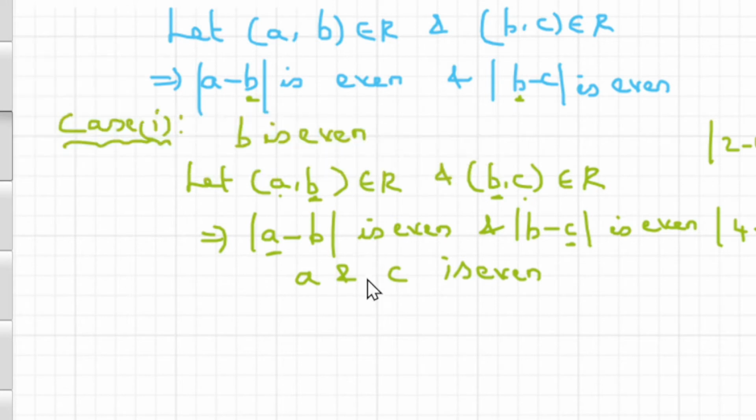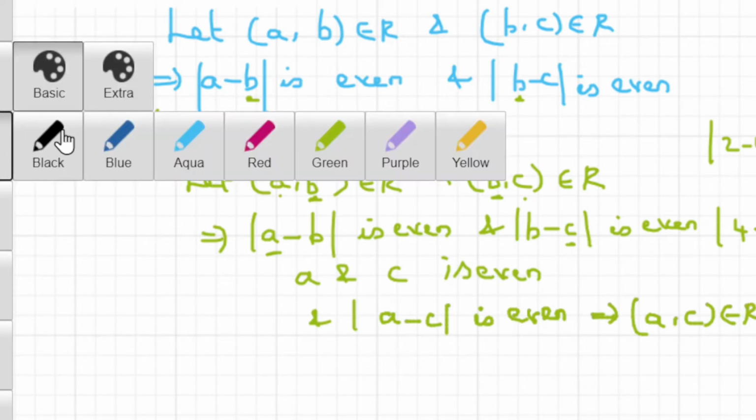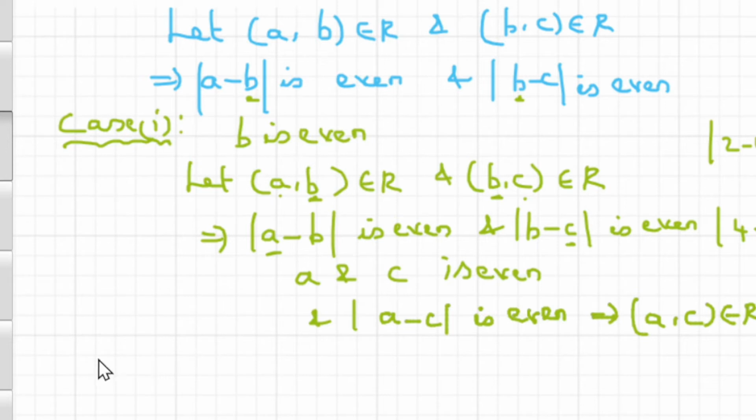And so A and C is even, and then the modulus of A minus C, which is also even, and that implies (A, C) belongs to R. We proved this condition. Then we'll move on to the next, case 2.